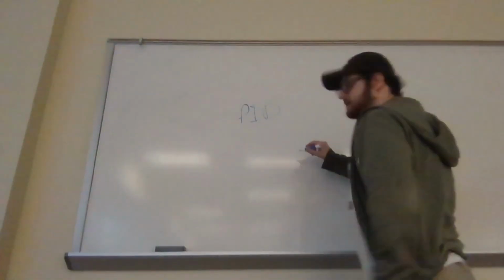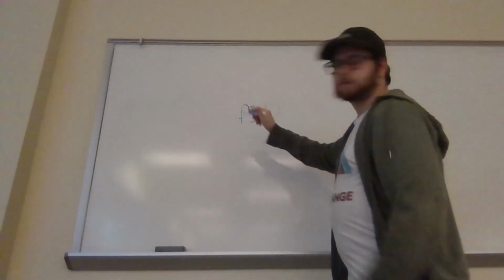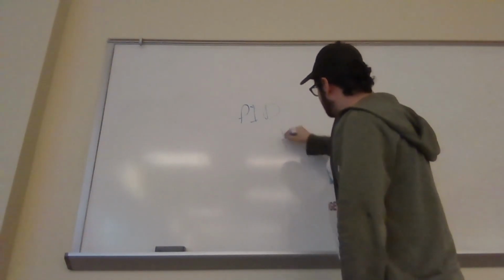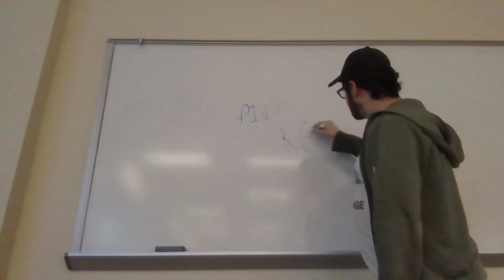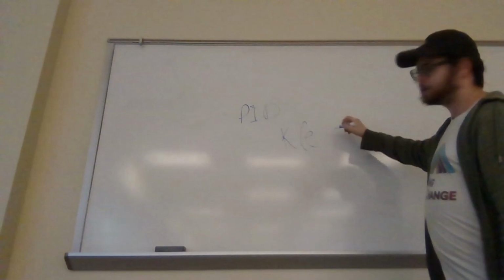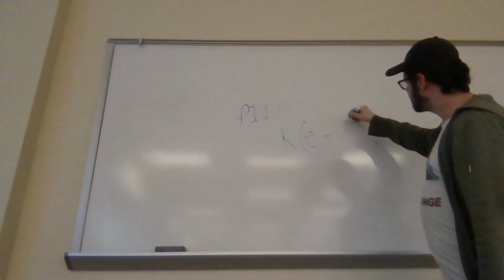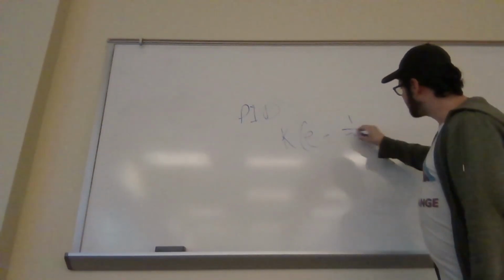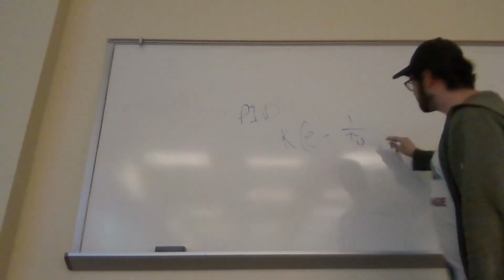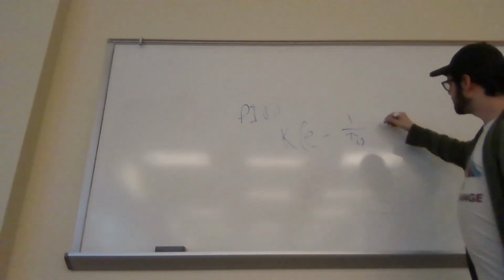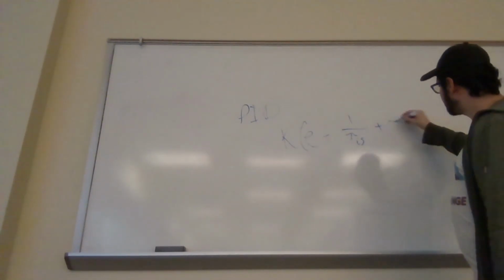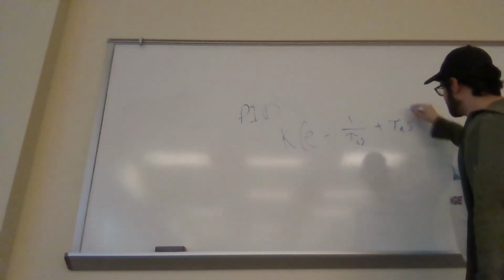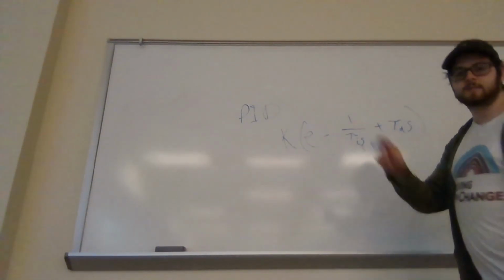Alright, for the PID controller, it is just as simple as the proportional control, which is the error, plus the 1 over tau I s, which is the integral control, and then plus the tau d s, which is the derivative control. Now it's pretty simple.